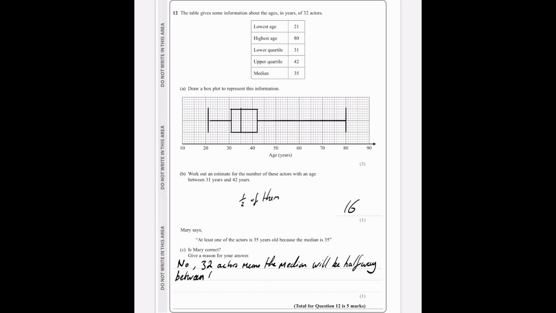When you have 32 pieces of data, the median is going to be halfway between the 16th and 17th. And so as long as the average of the 16th and the 17th actor's ages is 35, the median will be 35 without necessarily any of them being 35. So I'm afraid, Mary, you're not correct in this case. It could be possible that there is a 35-year-old actor, of course, although we would need there to be 2 of them if that were the case.